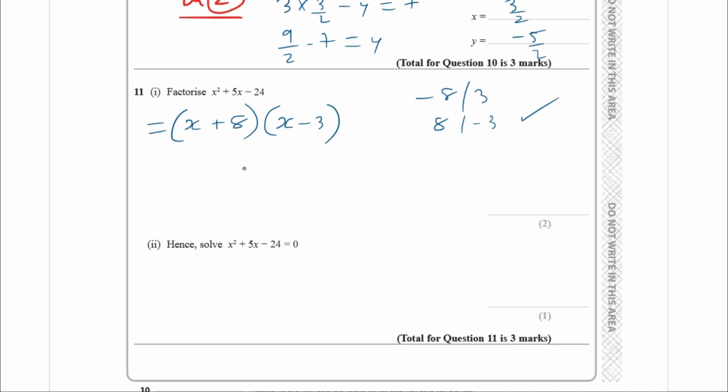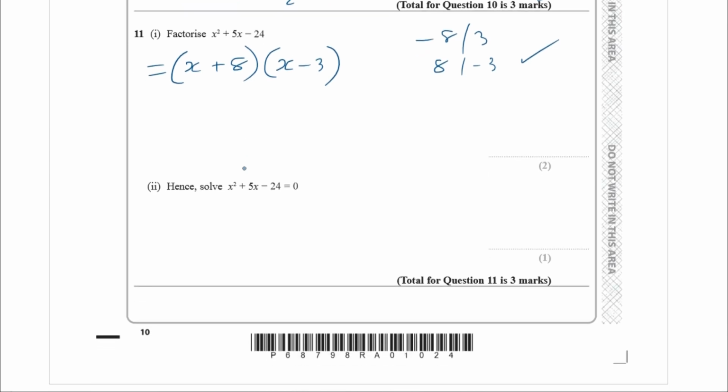Factorizing quadratics. So if you're not too sure how to do that, make sure you watch our video, which will help you with how we factorize quadratics. So we're looking for a product of negative 24 that adds up to positive 5, and that's what we found. We found a pair of numbers, 8 and negative 3, those multiply to negative 24, and then 8 plus negative 3 add up to positive 5.